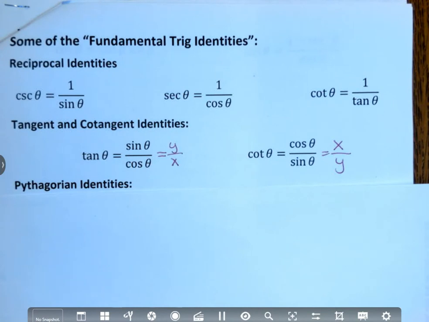Is anything up there surprising you? Seem far-fetched? Okay, good.